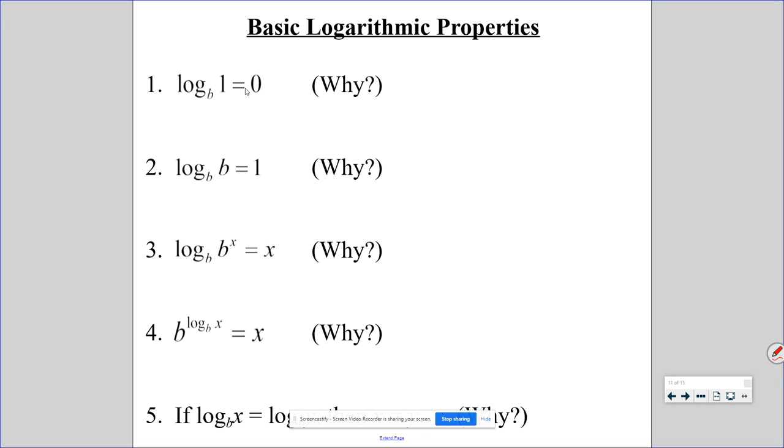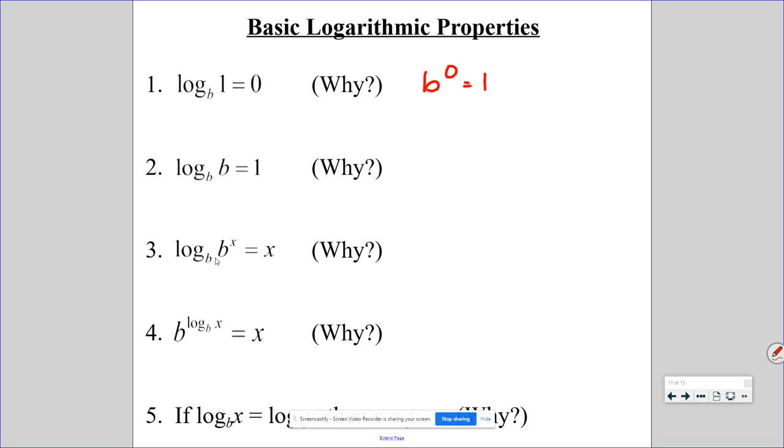Log base b of 1 is equal to 0. That's a statement that will always be true. The reason for that is because if you think about what a logarithm means, it means b to what power equals 1. Well, if the answer is 0, this means b to the 0 power equals 1, which is always true no matter what b is.